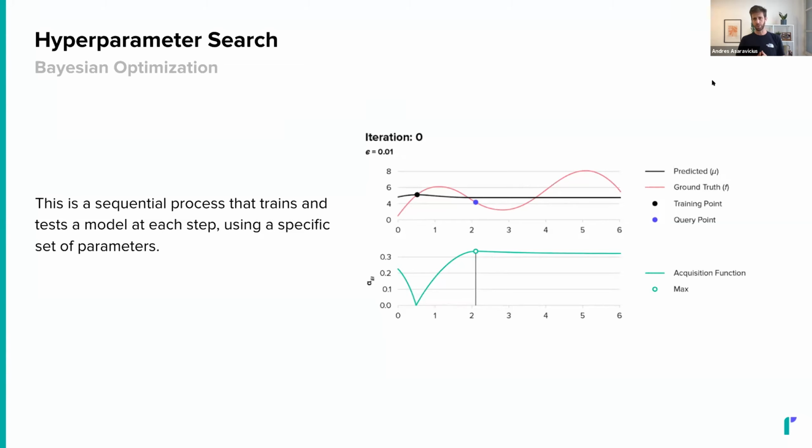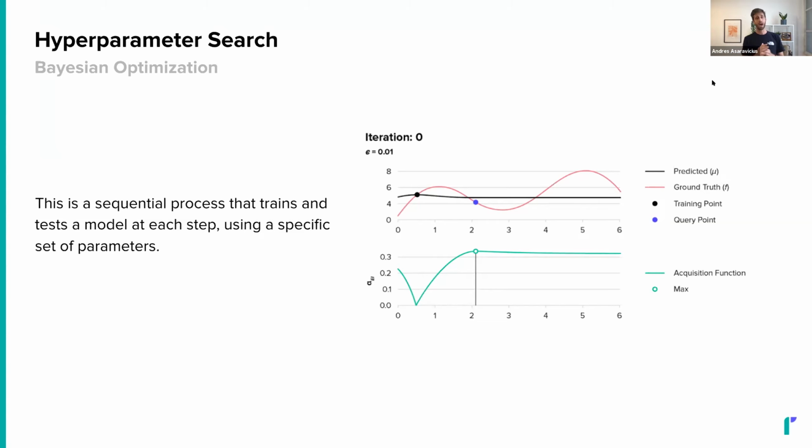In the plot on the right, we can see two different graphs. The upper graph represents the performance of the model, and the graph below represents the acquisition function. In the upper graph, we can see the red line. This is the ground truth, the real performance of the model for each one of the sets of hyperparameters. The sets of hyperparameters are represented on the x-axis.